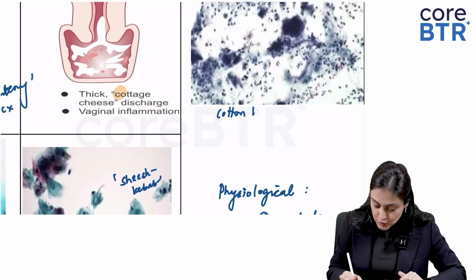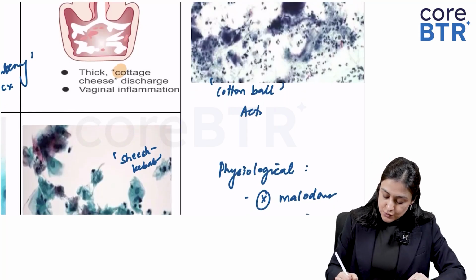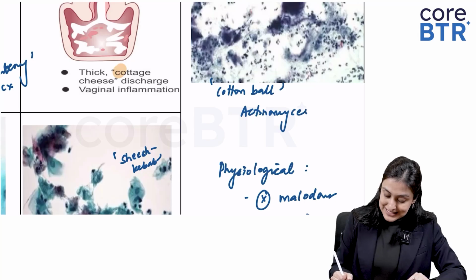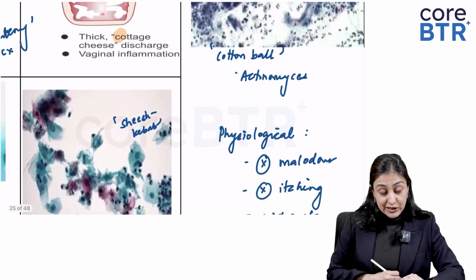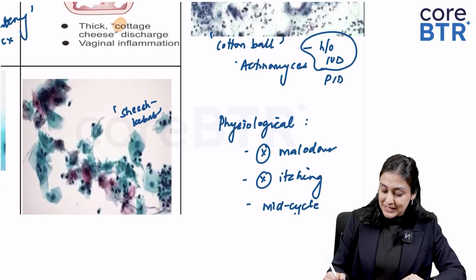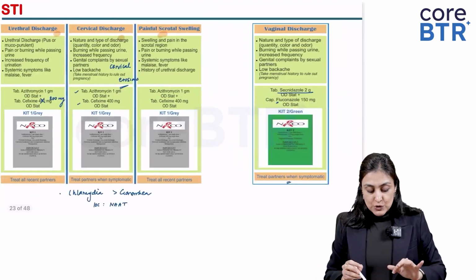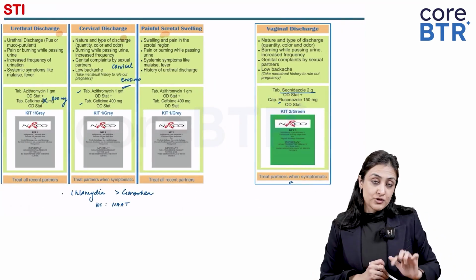Only one more image, which is here. You can see these filamentous bacteria. This is what is called the cotton ball appearance, cotton wool appearance, associated with actinomyces, which is a gram-positive filamentous bacteria. And this is with a history of IUD. If they give you a history of IUD, somebody has PID, think of actinomyces, right? So this is your two spectrums here.